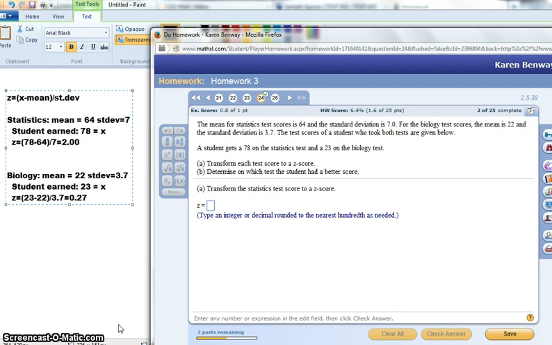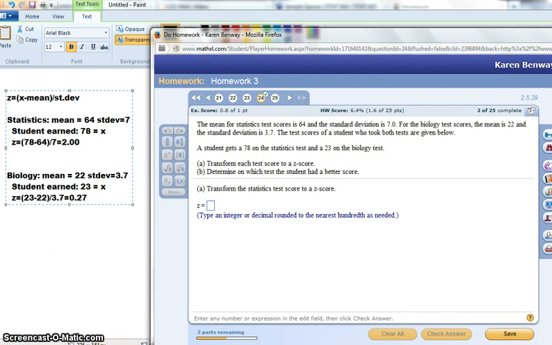So this problem reads that the mean for statistics test scores is 64 and the standard deviation is 7. For the biology test scores, the mean is 22 and the standard deviation is 3.7. The test scores of a student who took both tests are given below. The student gets a 78 on the statistics test and a 23 on the biology test. So part A is to transform each test score to a z-score.